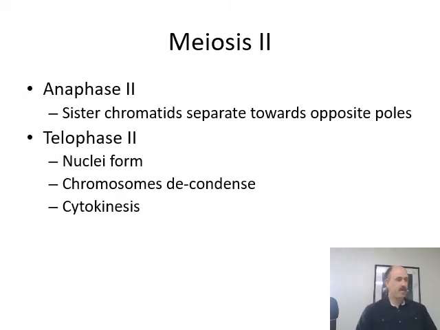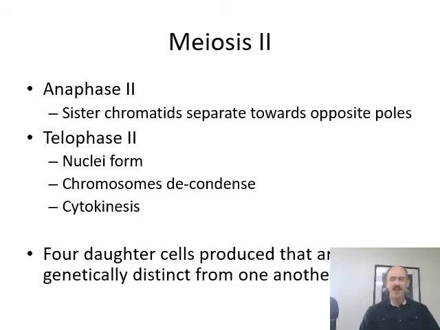Telophase 2, nuclei reform, chromosomes go back to chromatin, cytokinesis takes place, the cell divides. It's a lot like mitosis. And at the end of this, 4 daughter cells are produced, and they are all genetically distinct from each other. That's really important. 4 daughter cells are produced. First of all, they're haploid. 4 haploid daughter cells are produced, and they're genetically different from one another. This is why meiosis is so important.